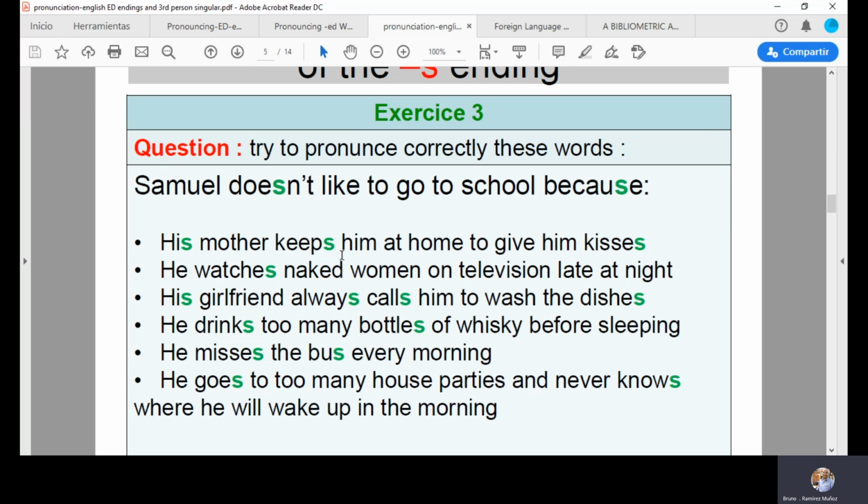I'm not particularly a fan of this exercise, but it contains several sentences. Take a moment, pause the video, and practice these sentences on your own, please. I'm going to mute my microphone. All right.